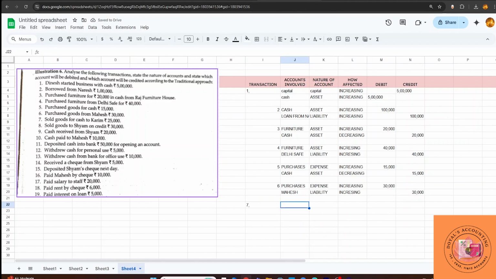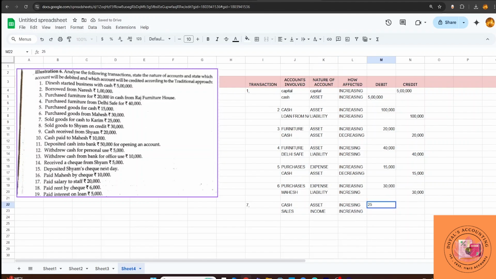Number 7, we have sold goods for cash to Karim for rupees 25,000. Okay. So we have two accounts here. We have cash because we are selling it on cash. Okay, so it's a cash sale. We don't need to record Karim's name. And we have sales. Now cash in nature is an asset and sales is an income. Here our asset is increasing, cash is coming in, and sales are also increasing. Our income is also increasing.